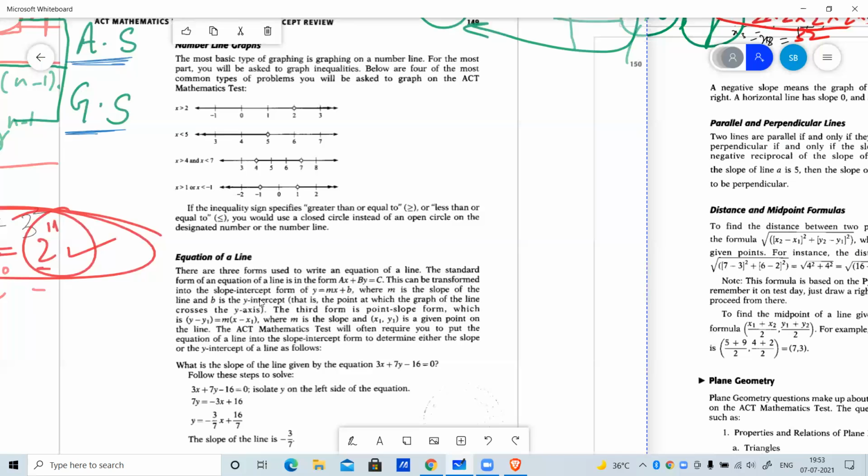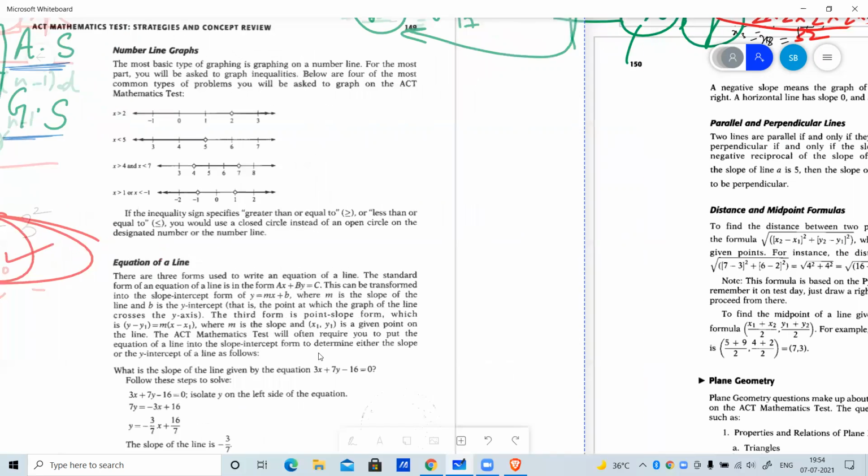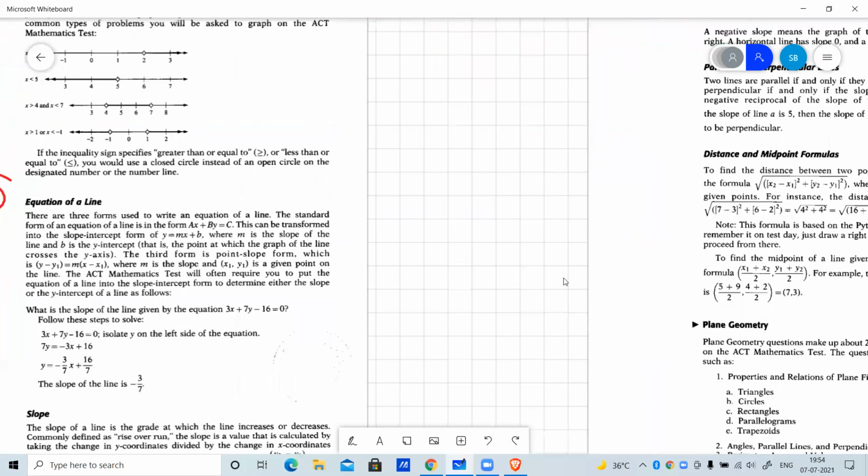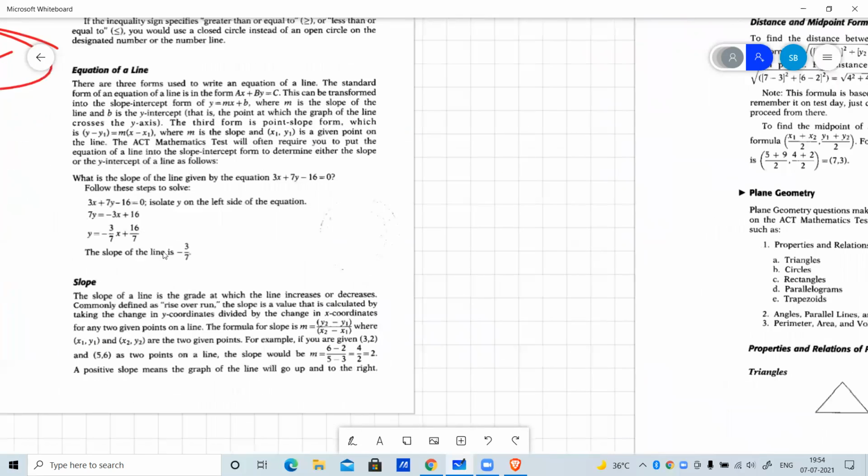All right. So we have done number line graphs, when we'll be making a hollow circle and when there'll be a solid circle. We did this before, right? Now, equation of a line, we also did that.